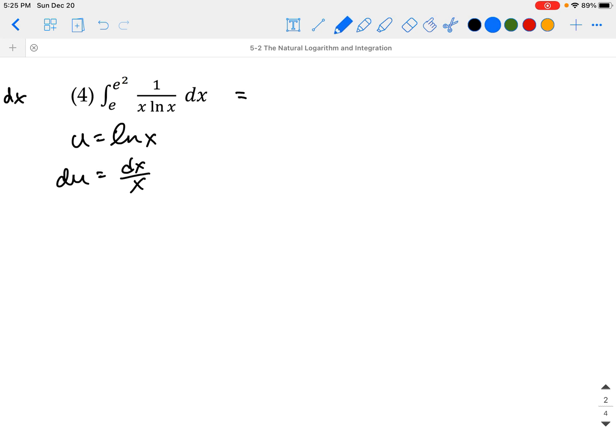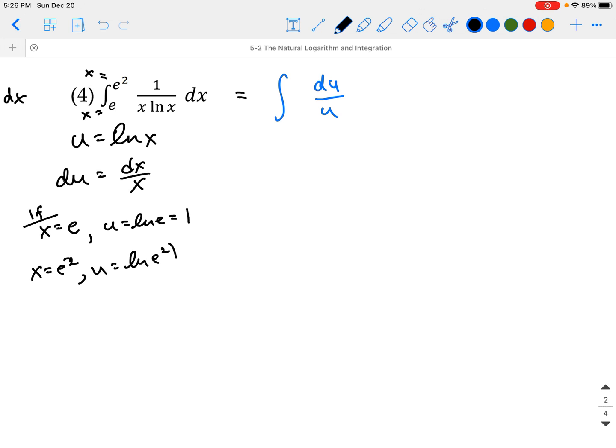So then our integral is going to become the integral of just du over u, right? So we can substitute dx over x as du divided by u, but our limits of integration do change here. So we'll note that our limits here are in terms of x. So if x is equal to e, then u is equal to the natural log of e, which is just 1. And then if x is equal to e squared, u is equal to the natural log of e squared, which is just 2. So then our integral becomes the integral from 1 to 2.